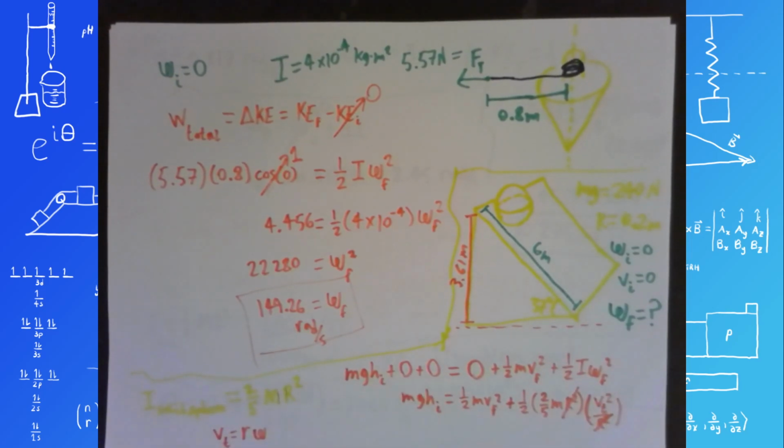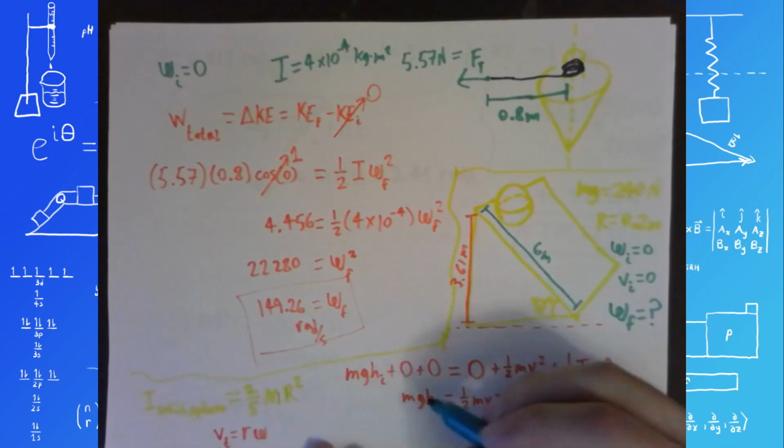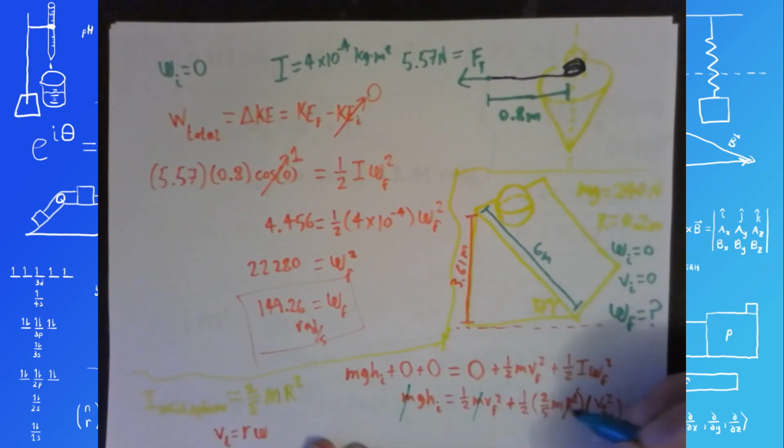And since everything in this equation has mass in it, we can divide the whole equation by the mass, and the mass also cancels out.